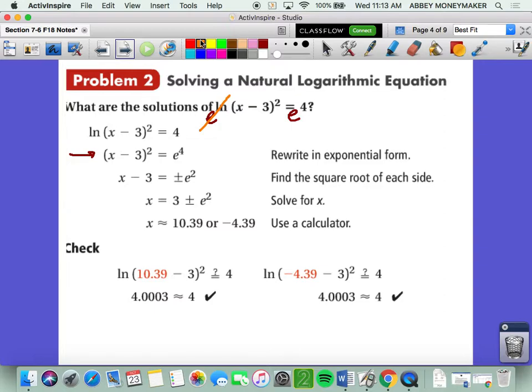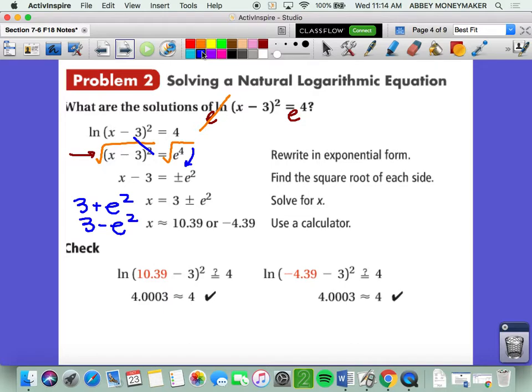From here, what did they do to both sides? They square rooted both sides. And remember, when you put in the radical, what do you have to have? Plus or minus. Going back to a couple modules ago, when you put in the radical, you have to have that plus or minus. So from here, they just added the 3 over to the other side, and then they typed this in their calculator. They did 3 plus e to the second, and then they also did 3 minus e to the second. On your calculator, how do you type in e? Second natural log. It's right beside number 4.